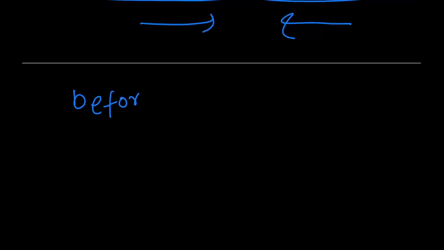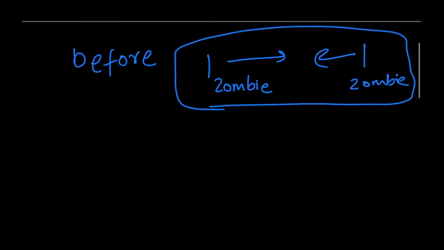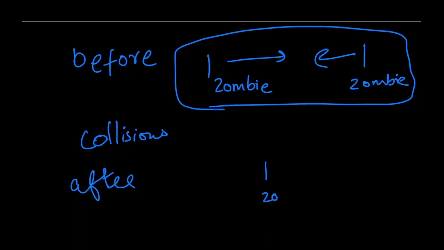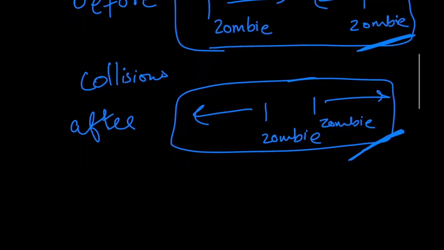Before any collision, we will always have one zombie walking towards the right and one zombie walking towards the left, right? I'm just using the question's directions. This is always going to be the case before a collision, and then the collision happens. After the collision, we will always have one zombie walking towards the left and another zombie that, once it reverses direction, will be walking towards the right, right? So these are the two pictures that we are going to see before and after collision, right? Now here's the trick.